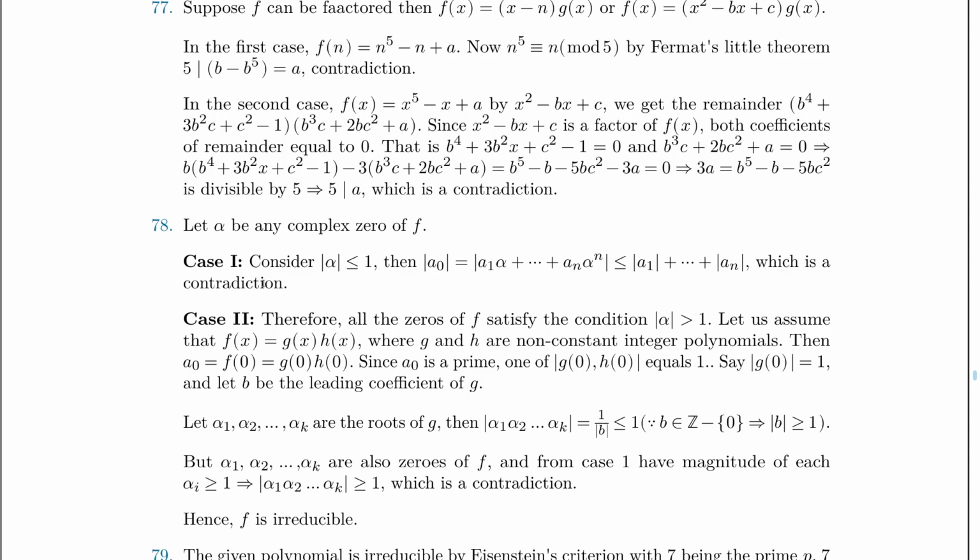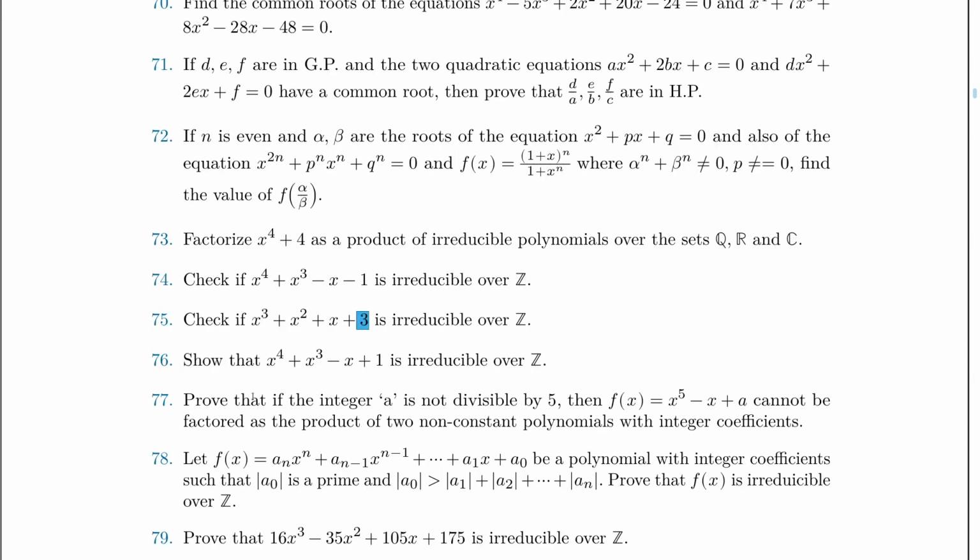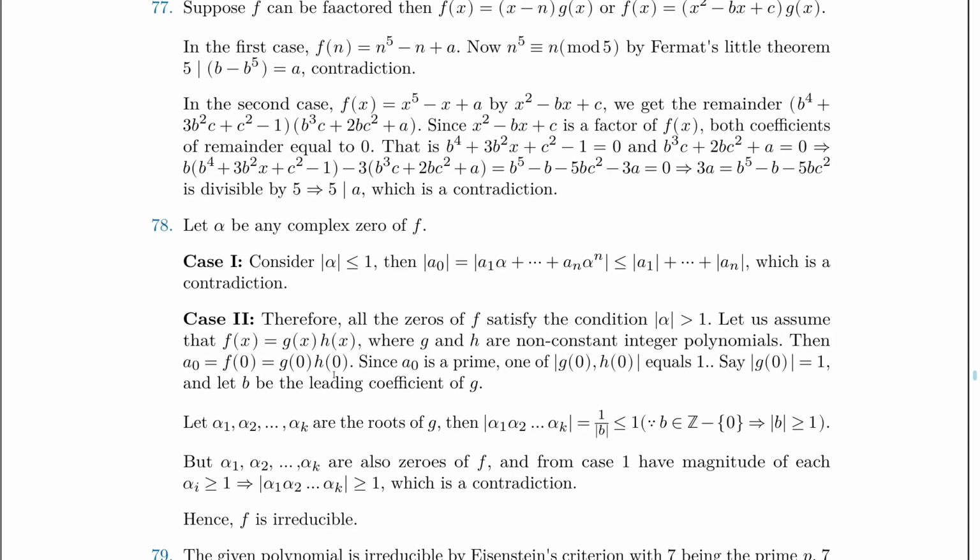Now since we have proved this case, therefore all the zeros of f must satisfy the condition mod alpha greater than 1. Let us assume that f of x is equal to g of x into h of x, where g and h are non-constant integer polynomials. Then a0 is equal to f(0), because if we put x equal to 0, only a0 will remain, which will be equal to g(0) into h(0). Since a0 is a prime, mod of g(0), h(0) equals 1.